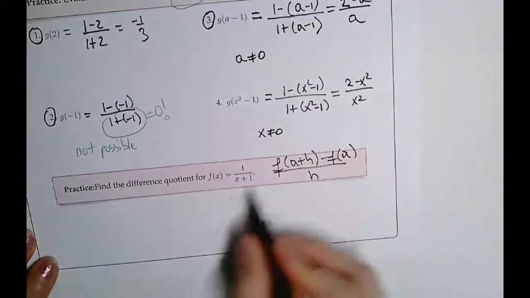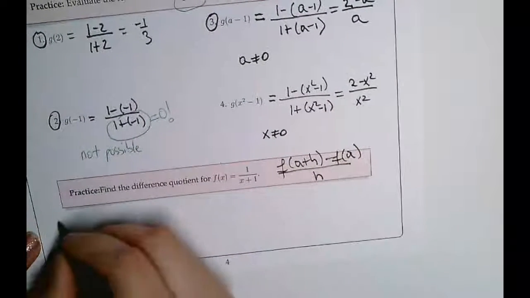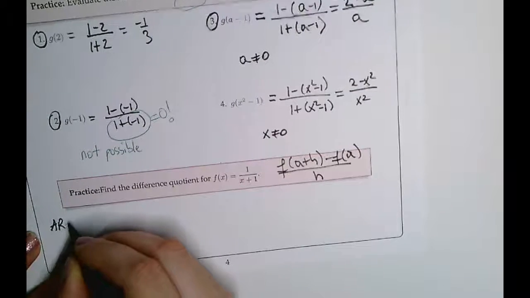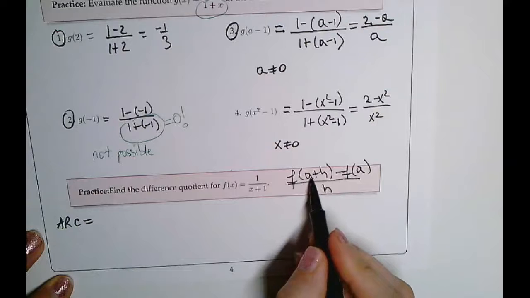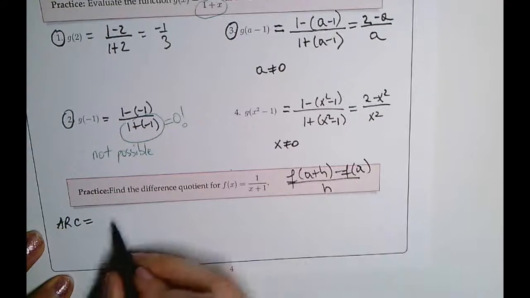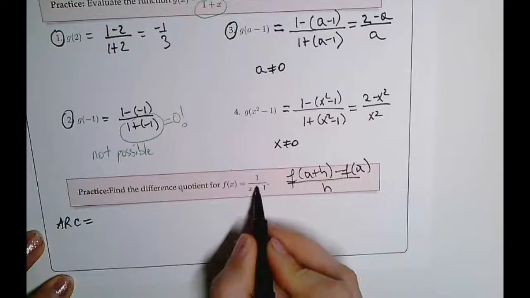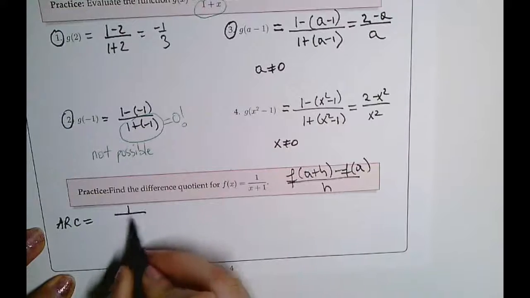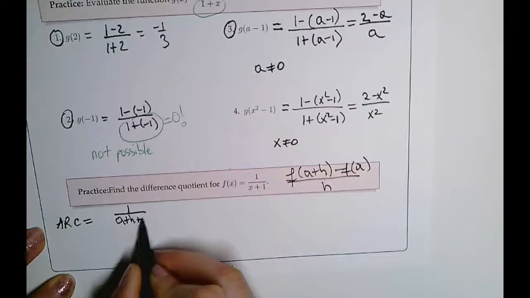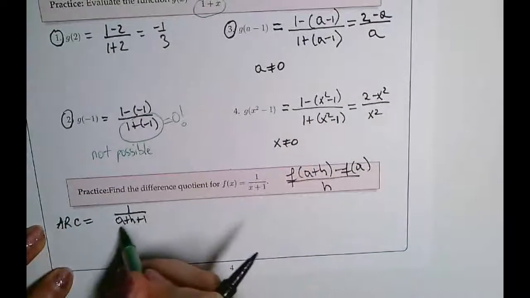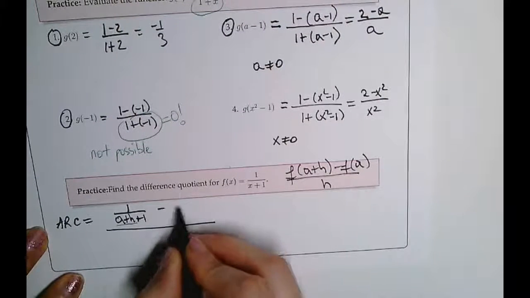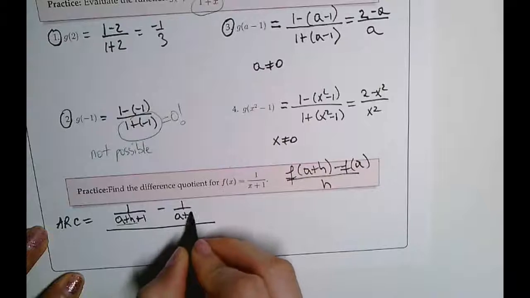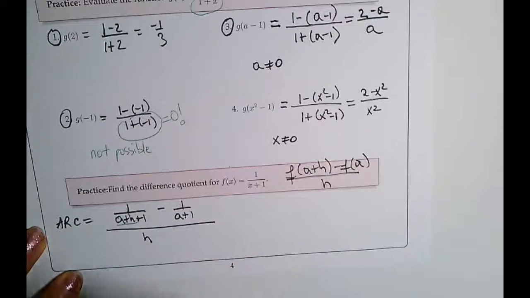All right, so then let's see, we're going to do this. The difference quotient is just the average rate of change, and it's going to be f of a plus h minus f of a. So f of a plus h is going to be 1 over a plus h plus 1. So instead of x, I just put a plus h, minus f of a. Well, instead of x, I'm going to put a, all over h.